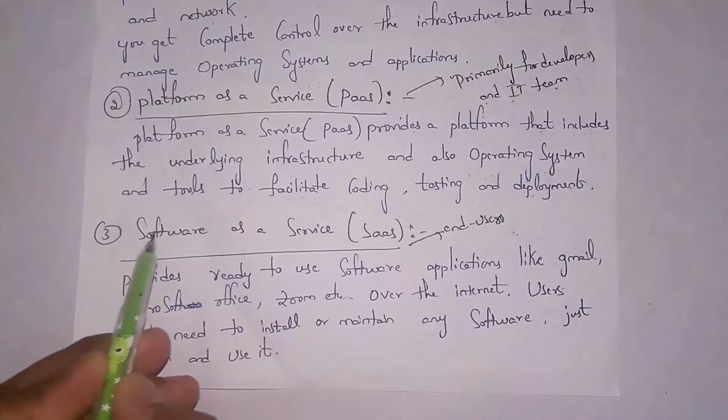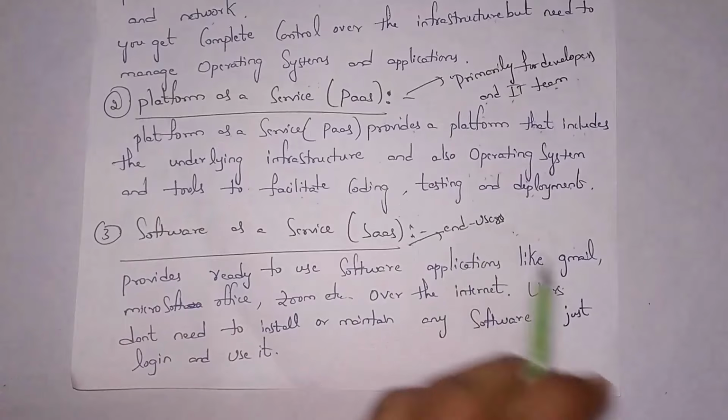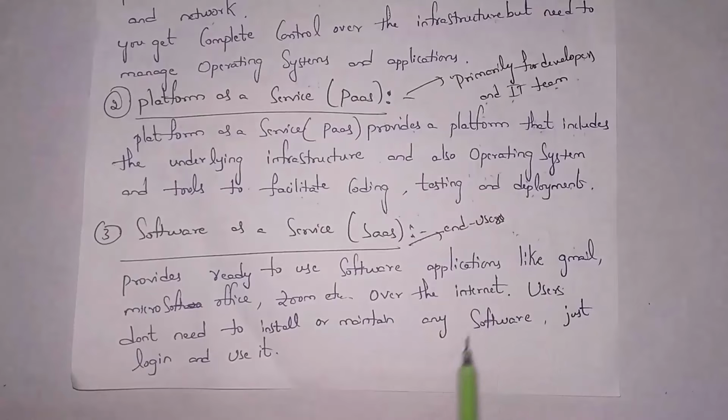And third one is software as a service. End users will take this service. End users are nothing but users like us. Software as a service provides ready to use software application like Gmail, Microsoft, Zoom, etc. over the internet. Users don't need to install and maintain any software. Just log in and use it.